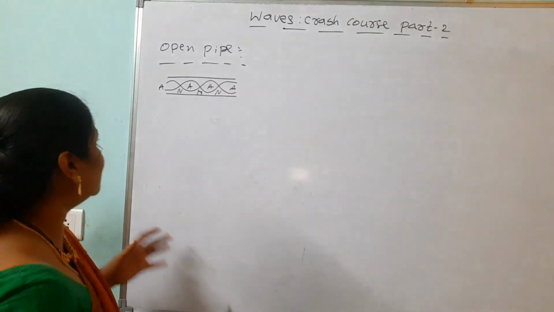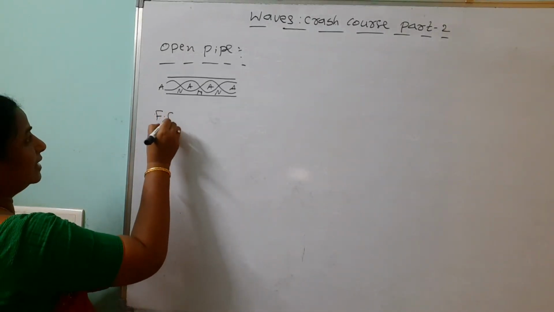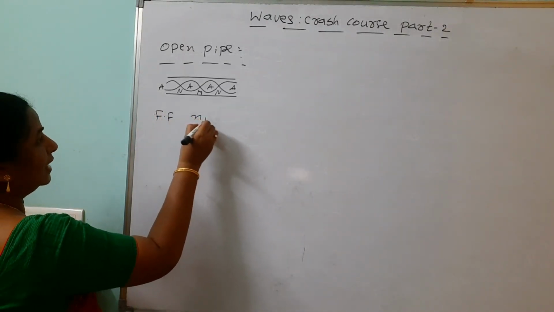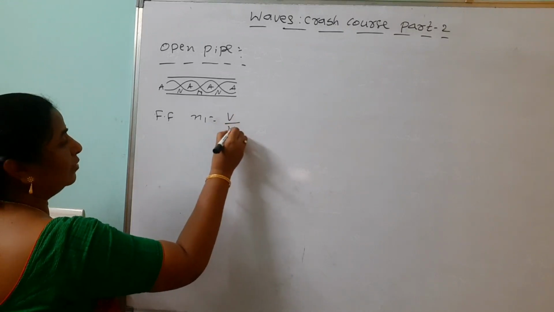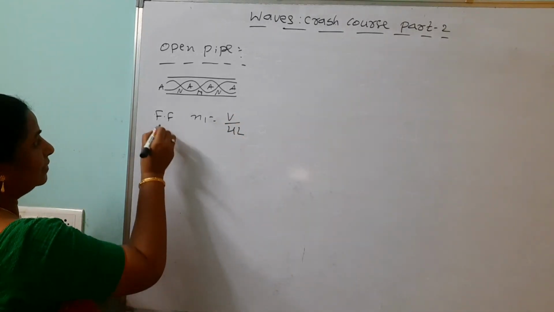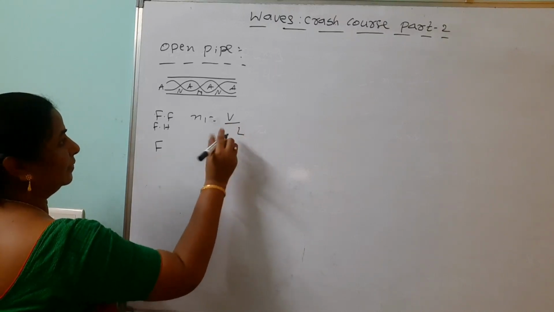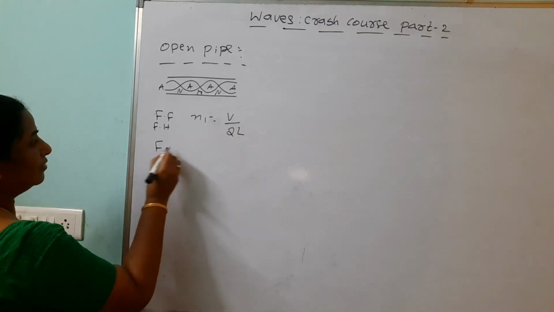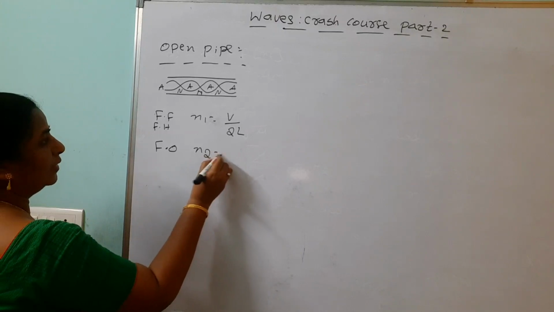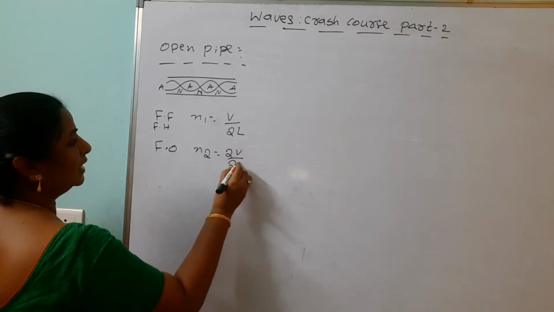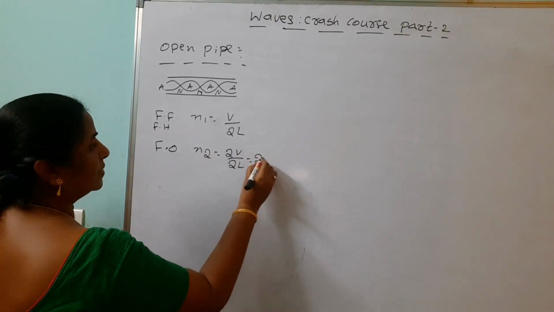Here also we can observe the fundamental frequency. How much? N1 equals V by 2L. This is called the first harmonic also. Next one is the first overtone, 2V by 2L. It should be 2 times N1.